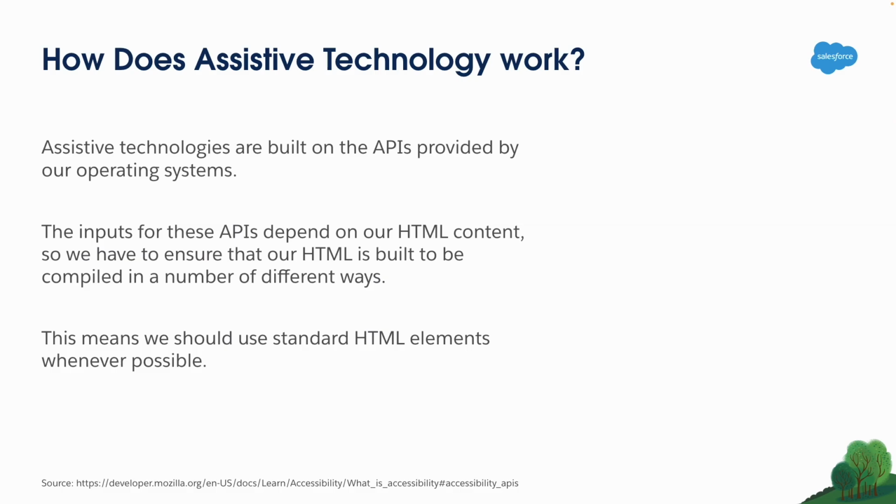Let's take a step back and think about, how does assistive technology work? So assistive technologies are built on APIs provided by our operating systems. Makes sense. Okay, this is important. What is the input for these APIs? It is the HTML content of our site. So that is one of the number one things we need to be thinking about as developers: whatever we're doing through our JavaScript or CSS, if it's important for all users to know and it's enhancing the experience for all users, it needs to be represented in our HTML.